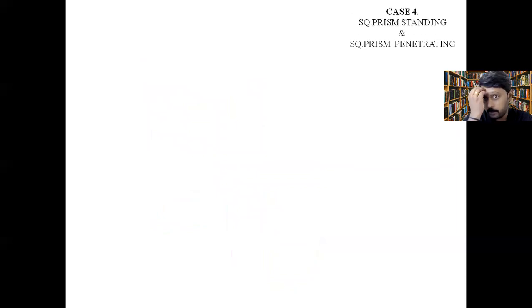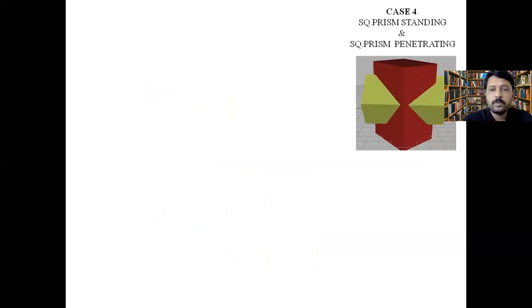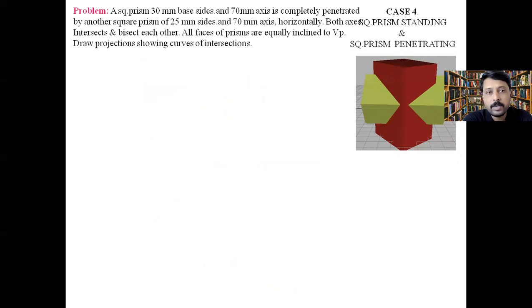Now there is another example, square prism and square prism. This is how it looks like. A square prism, as you know, is standing and a square prism is penetrating through it. So let us see what is the given data. The given data is a square prism having a 30 millimeter base side. So each side of this square prism is 30, 4 times, because it is a square, and the axis or the height is 70 and it is completely penetrated by another square prism of 20 mm.